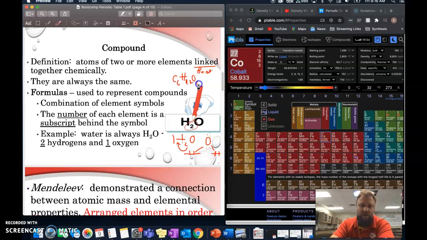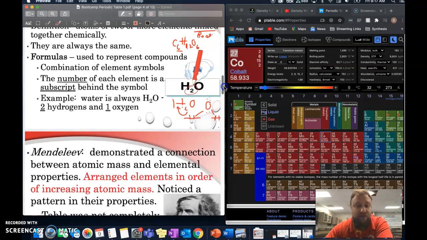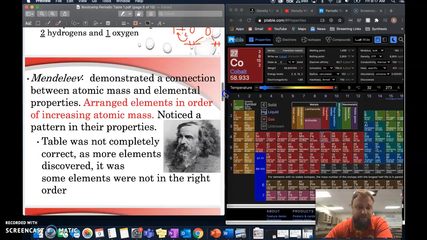H12O6. So here we have 6 carbons. Sorry, that's supposed to be a 6. 12 hydrogens and 6 oxygens. So the number down to the bottom, the subscript, that'll tell us how many atoms are within that compound. And we'll start going more through compounds next unit, specifically ionic compounds.